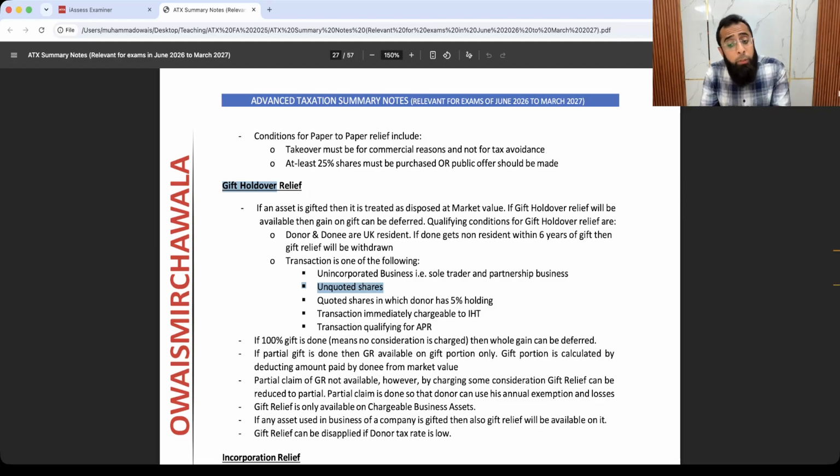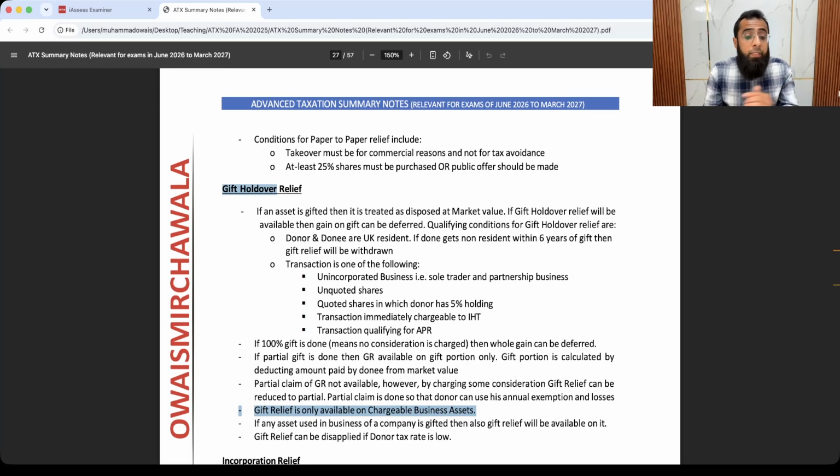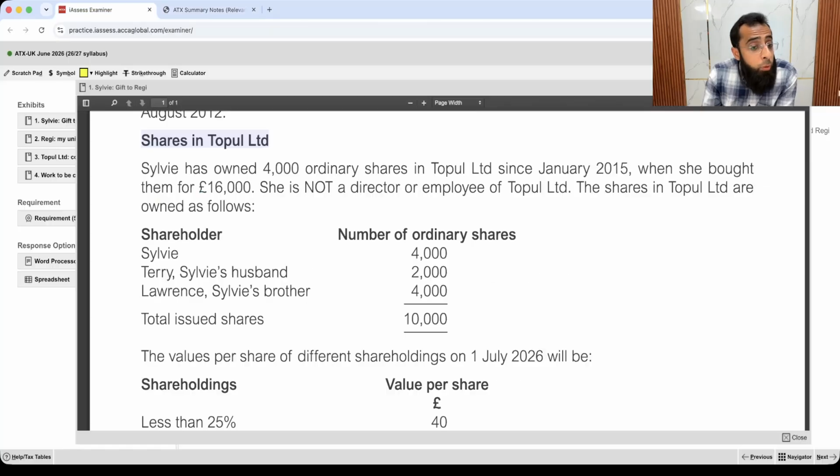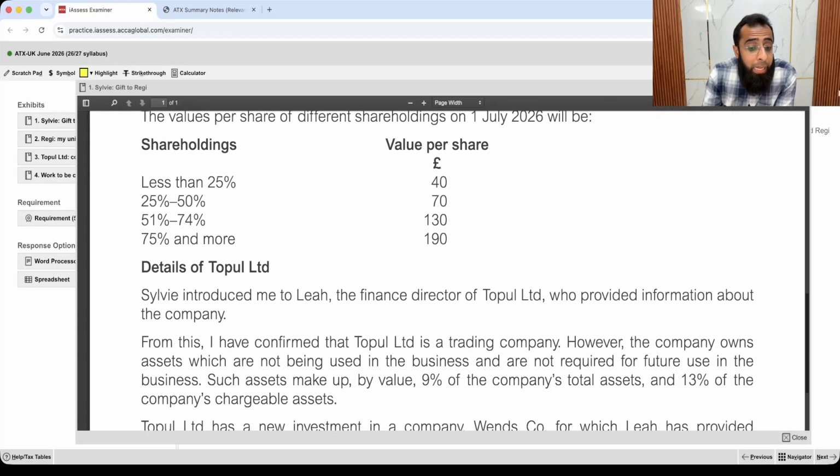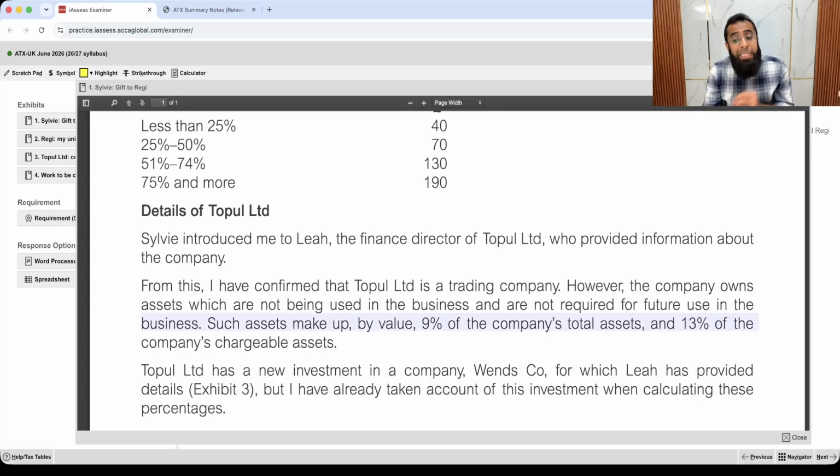But what will restrict this relief? What will restrict this relief is that it is available on chargeable business assets only. It is not available on the non-business asset portion. So if you go and look at it, this company has excepted assets which are 13% of the chargeable assets. So on 13% of the value, gift holdover relief will not be available. It will be available on the 87% portion only.